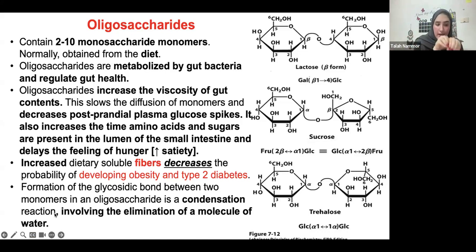The bond that happens is a condensation reaction. When we say condensation, we're condensing something. Imagine you have 2 molecules with water in between them. If you condense them together, the water is going to go out. So the monomers in the oligosaccharides are combined by a condensation reaction, which involves water leaving. So we will have an elimination of a molecule of water. Is this clear?